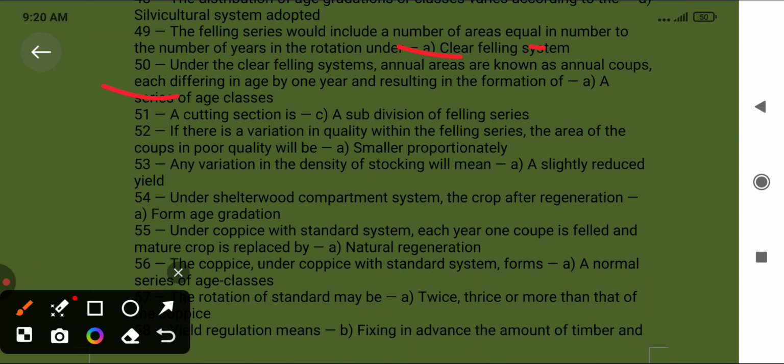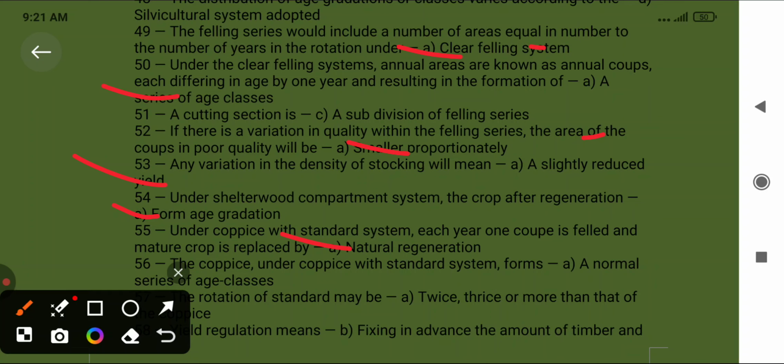If there is a variation in quality within the felling series, the area of the crop in poor quality will be smaller proportionally, and any variation in the density of stocking will mean a slightly reduced yield. Under the shelterwood compartment system, the crop after regeneration is formed in gradation. Under the coppice with standards system, each year one coupe is felled and the mature crop is replaced by natural regeneration.